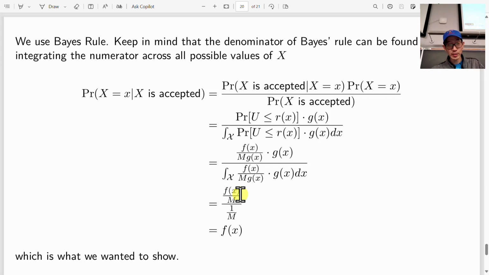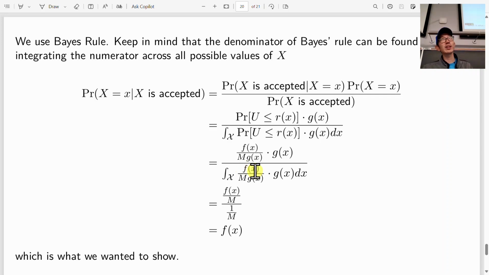So that's fine, right? And then here I'm going to just get the integral across all possible values of x of basically f divided by m times g, so these g's will cancel. We're going to get the integral of f over m. The integral of f, because f is a PDF, is going to be 1. And because the support of f is fully contained within the support of g, I know that this will integrate to 1.